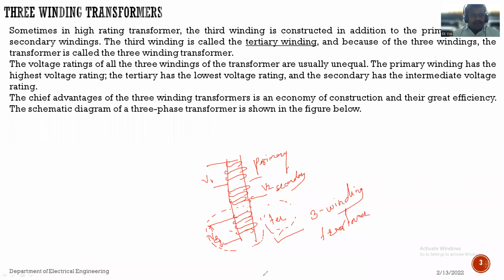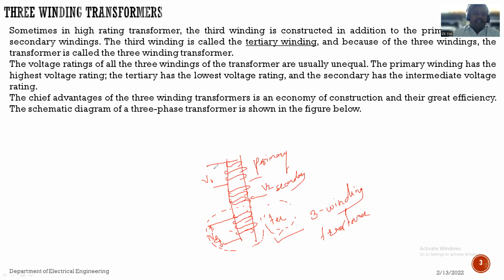Now the voltage ratings of all the three windings of the transformer are usually unequal. See the voltage rating, that means the voltage rating or the turns ratio.